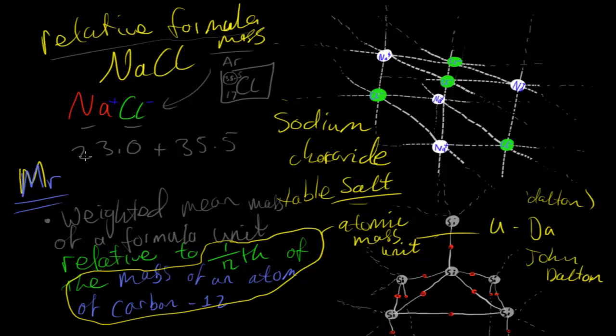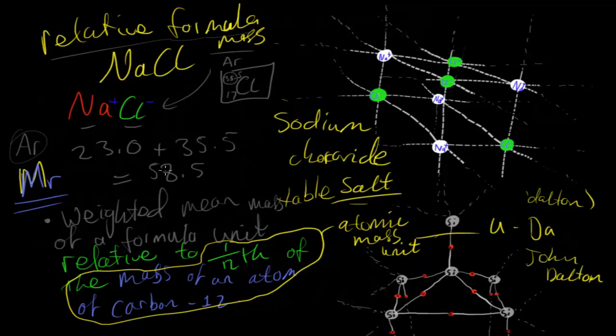So what we do is add up the two relative atomic masses of these two elements, and this gives us a total of 35.5 plus 23.0, which is 58.5.